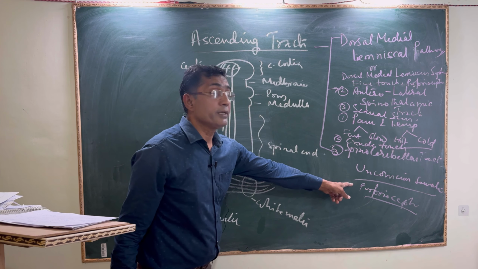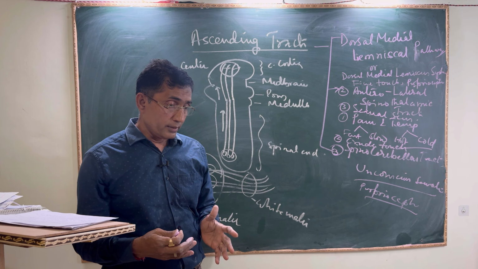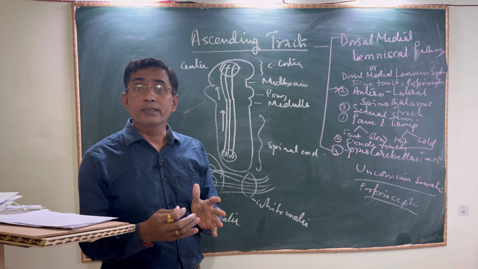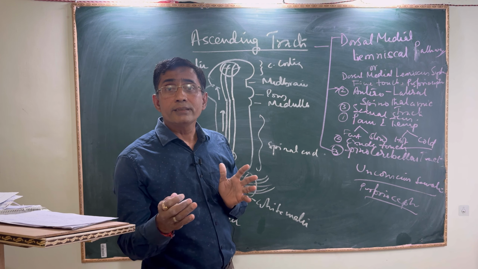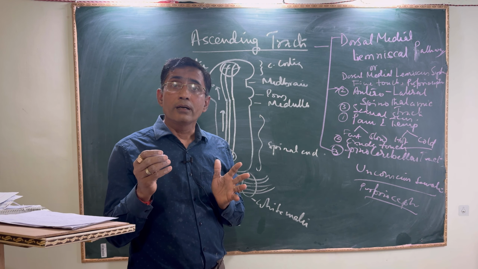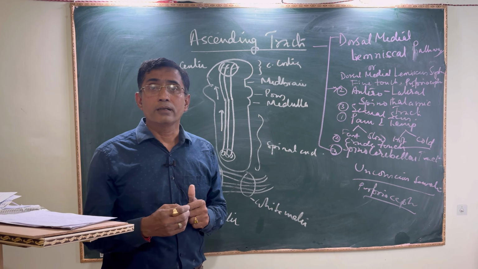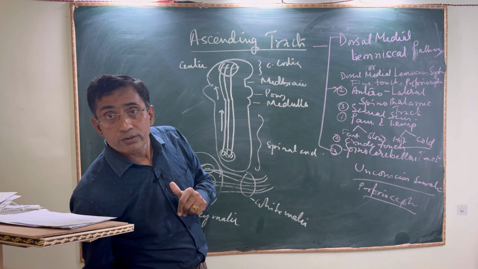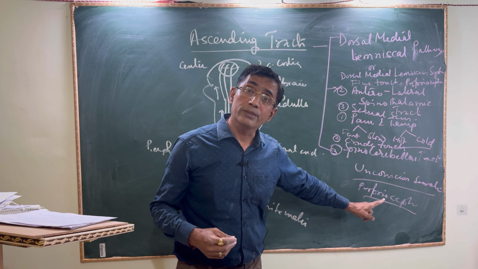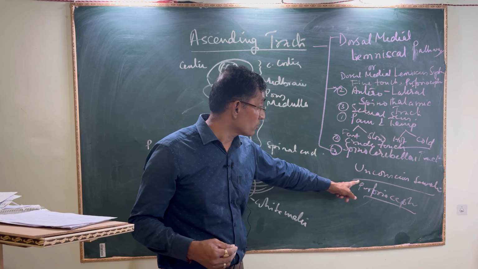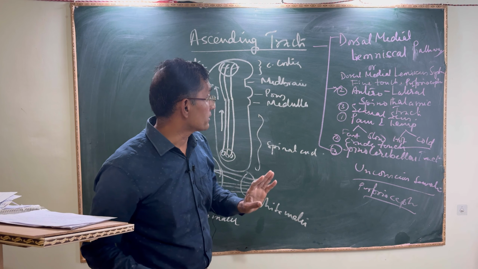If we give an example here of unconscious sensation, we are walking, suddenly our leg is touching one sharp object. Suddenly there is a sharp object which can damage your leg. Suddenly you are looking at that site. That is the unconscious sensation. That can be proprioception, that can be touch, that can be temperature, but that is unconscious. Unconscious sensation is carried by the spinocerebellar tract.